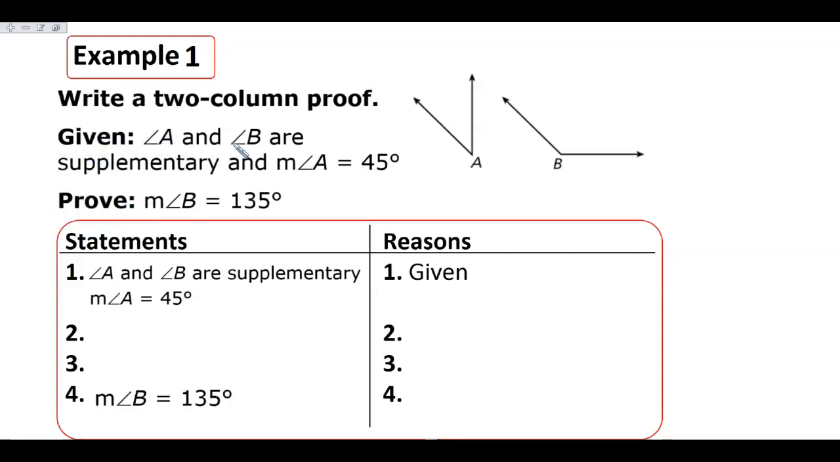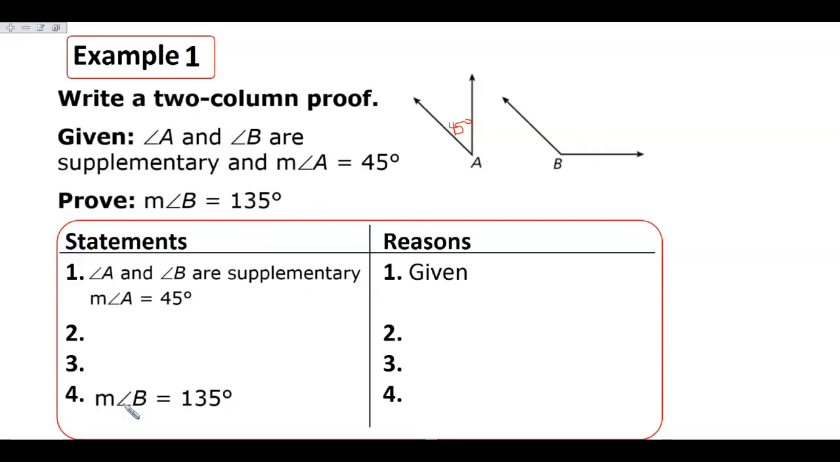So we're going to start with knowing that these two angles are supplementary and that the measure of angle A is 45 degrees. I want to write that in my picture because that is given to me. I want to prove that the measure of angle B is 135 degrees.